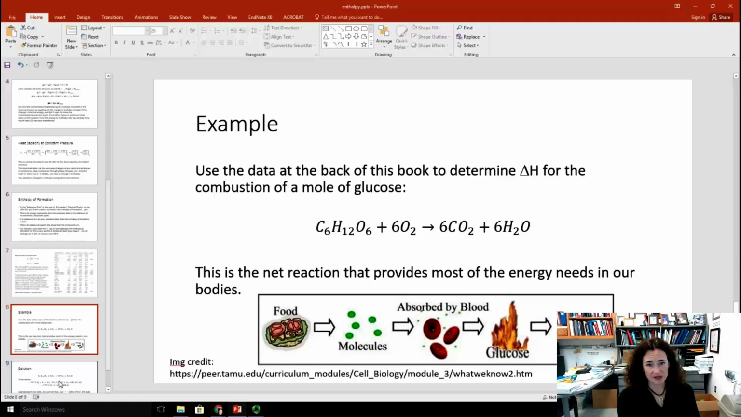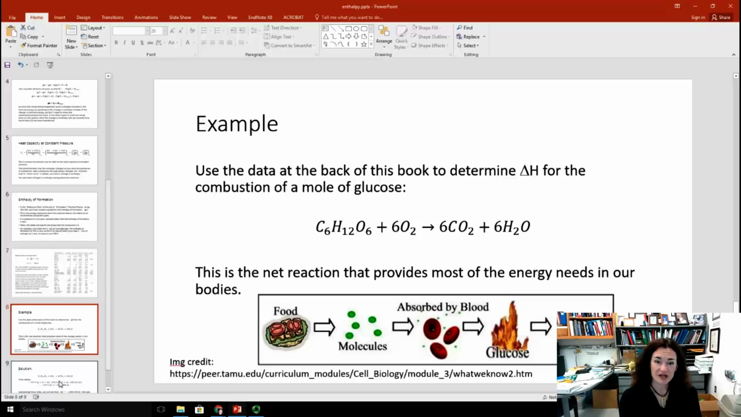For now, let me do an example problem. And this example problem is, we're going to use the data at the back of the book and the tables to determine the enthalpy of combustion for 1 mole of glucose. So if you write that reaction out, it's C6H12O6 plus 6 diatomic oxygens yields 6 carbon dioxides plus 6 waters.